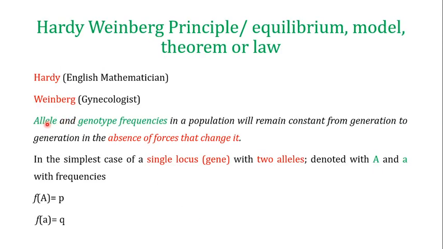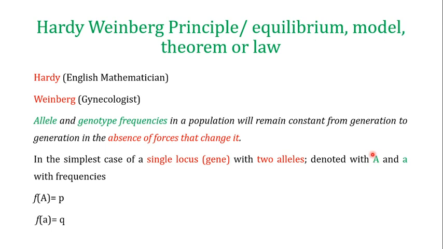So what they say is that the allele and the genotype frequencies will be constant in a population from generation to generation, provided that the forces that can change them are absent. Let me give you a very simple case to understand the Hardy-Weinberg principle. For example, we take a gene, a single locus, which is made up of two alleles. There is one gene and there are two alleles. We denote one of the alleles with the capital A and the other allele with the small a.